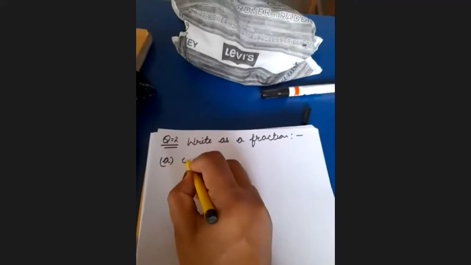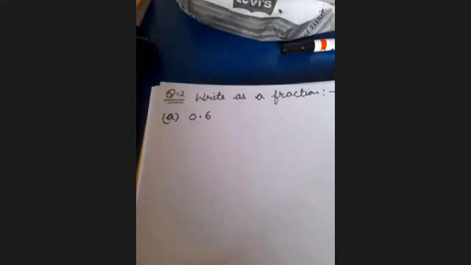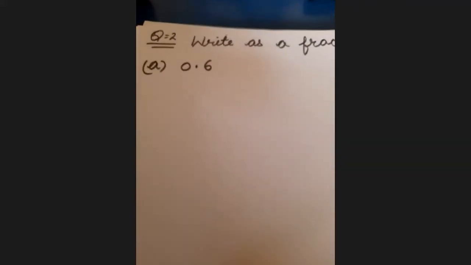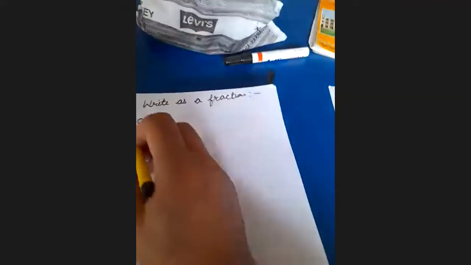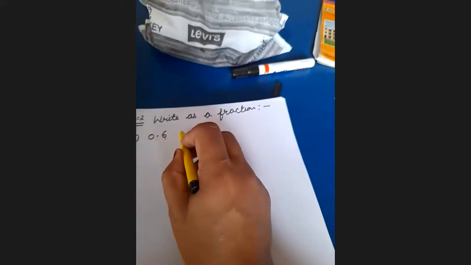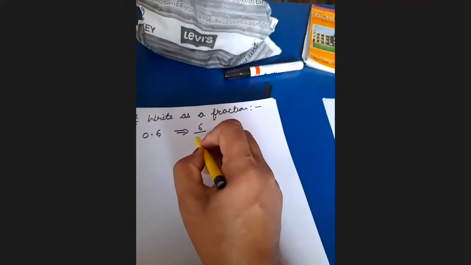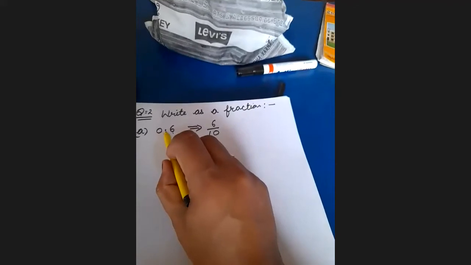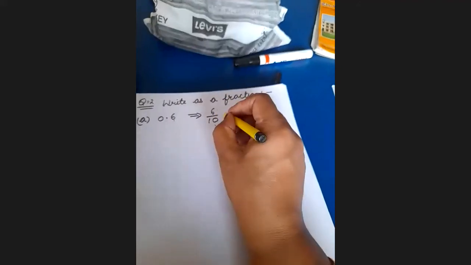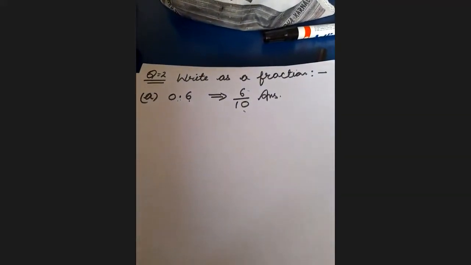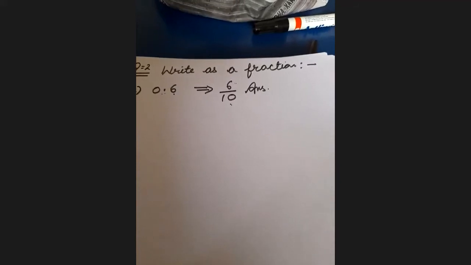Your first number is 0.6. Yes, students, 0.6. This is a decimal number. Now convert this number to a fraction. After the decimal, we have only one digit, 6. So we'll write 6 upon 10. After the decimal we have only one digit, so we'll write denominator 10. So 0.6 as a fraction is 6 upon 10.